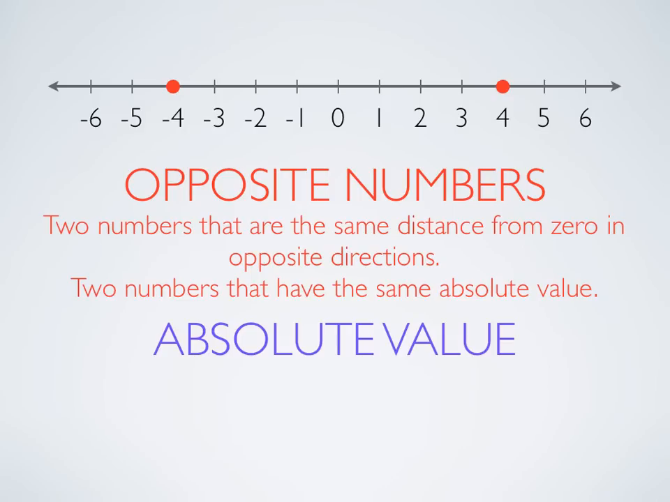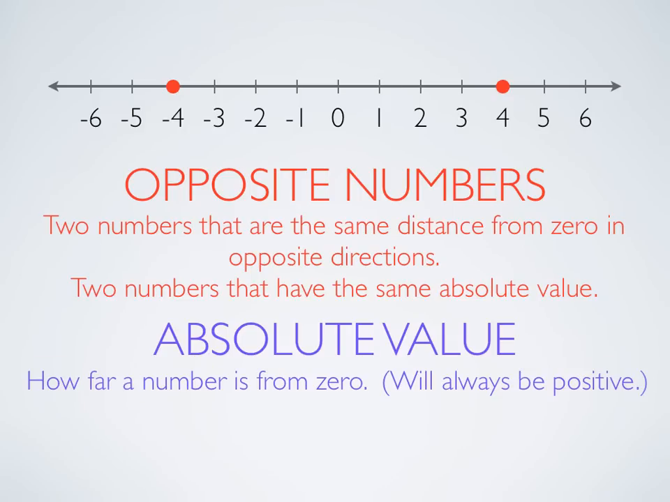So what is absolute value? Absolute value is how far a number is from 0. Now, it's a distance, and that means it will always be positive. You never talk about distance in negative amounts. You never say, I'm going to drive -300 miles. You say, maybe I'm going to drive 300 miles east or west or north.